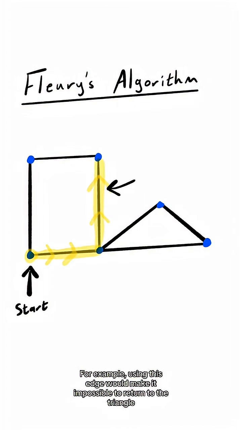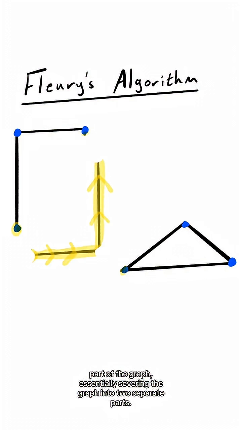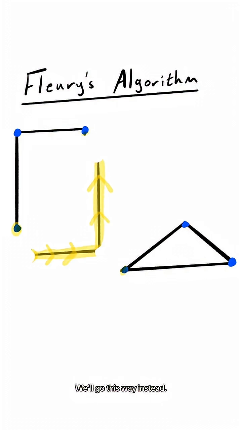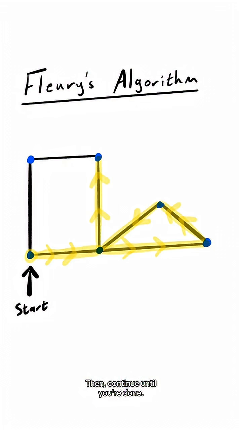For example, using this edge would make it impossible to return to the triangle part of the graph, essentially severing the graph into 2 separate parts. We'll go this way instead. Then continue until you're done. Awesome, we just found an Euler path.